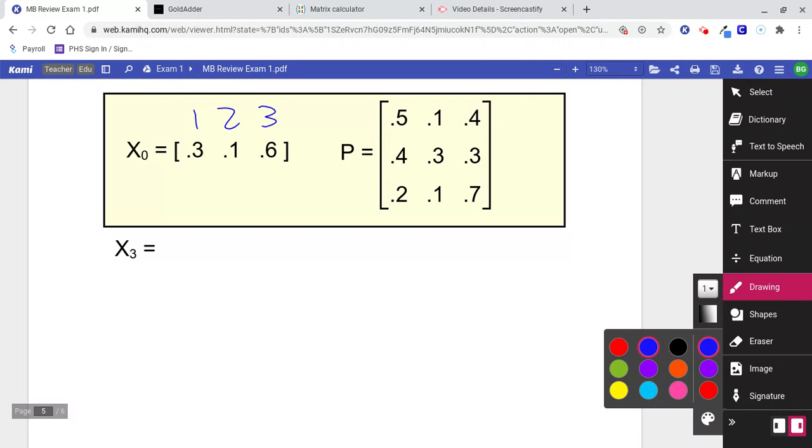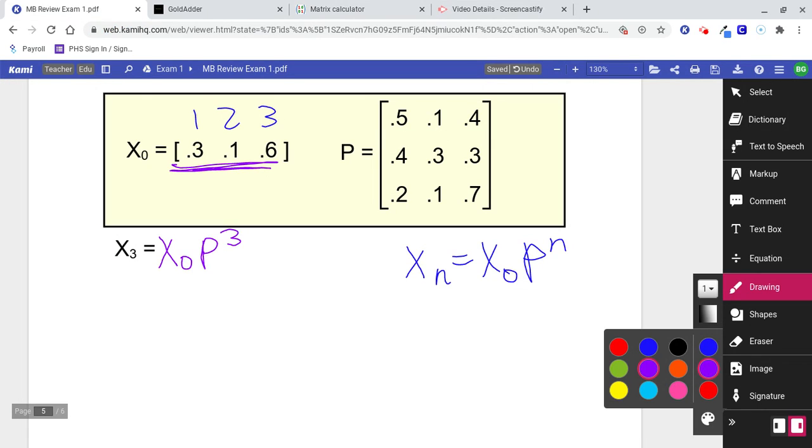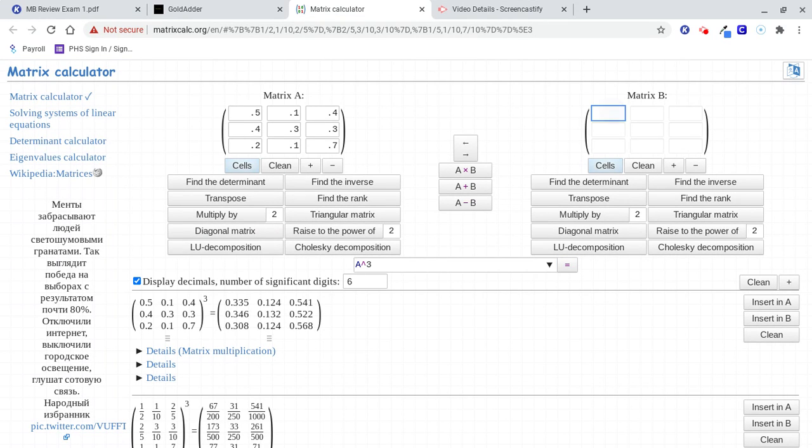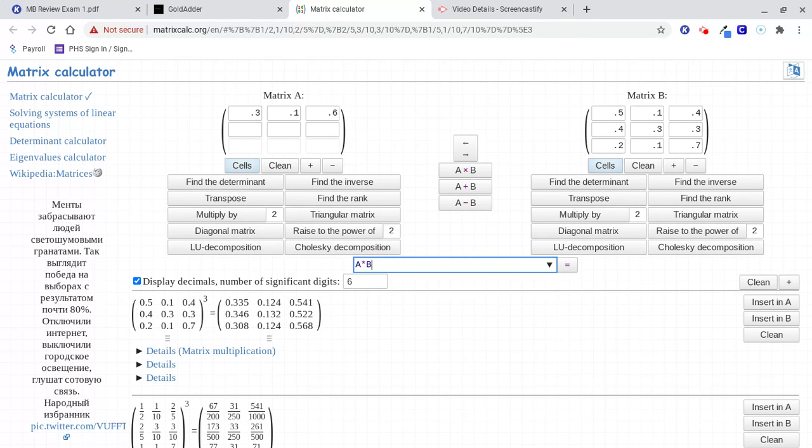In order to do that, you have to use a formula, and that formula is xn equals x0 times p to the nth power. So for this problem, n is 3. You can just say we're going to multiply x0 times p to the third. So x0 is right here. We just did p to the third, but we've got it in our calculator right here. So let's just enter x0: 0.3, 0.1, 0.6. I'm going to switch them around just because I want to. And I'm going to take that first matrix times the second matrix to the third power. That's like x0 times p to the third power.